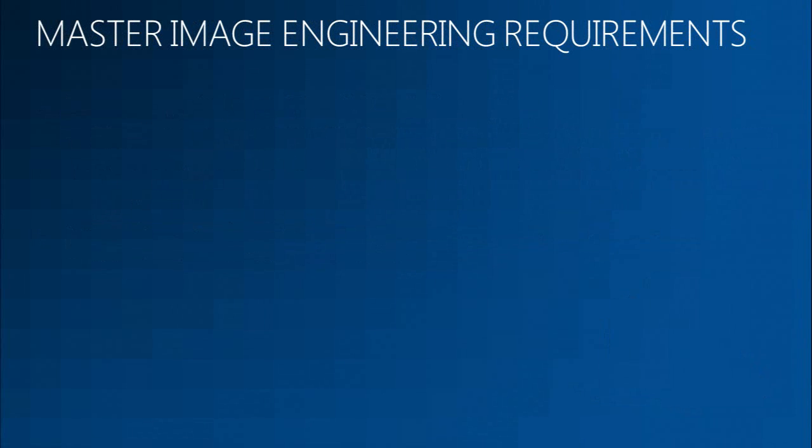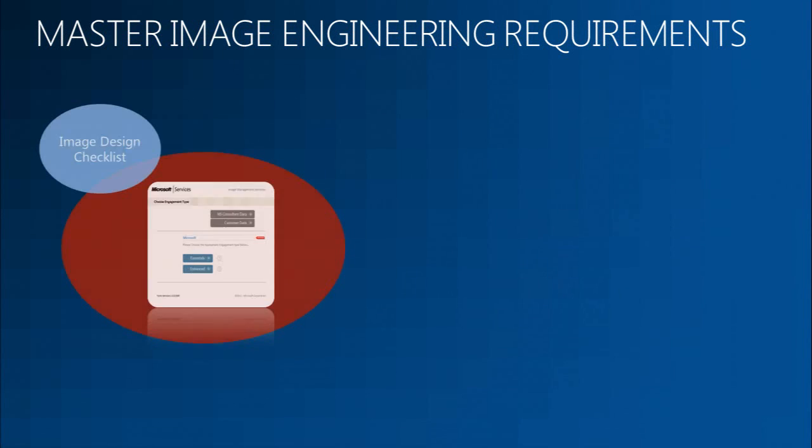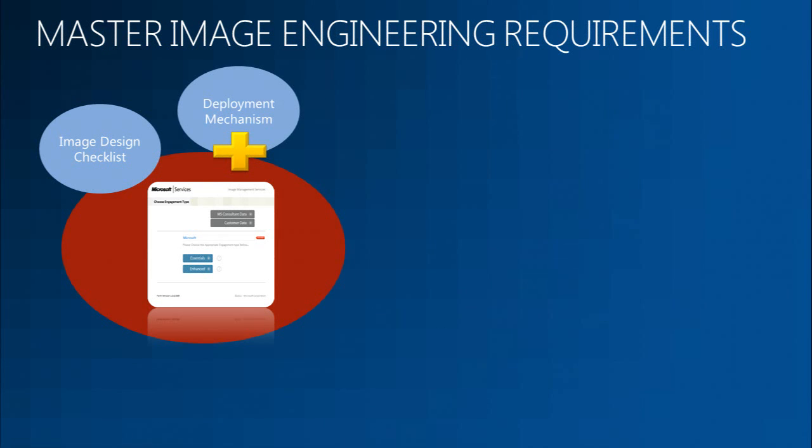So the requirements for an image are typically that we run through a kind of checklist, a list of tick boxes, right? Do you want x64 or x86? Do you want Office in the build? Do you want certain drivers for certain models? Do you want certain applications installing? So we run through a checklist of these tick boxes, and then we look at things like how do you want to deploy that?